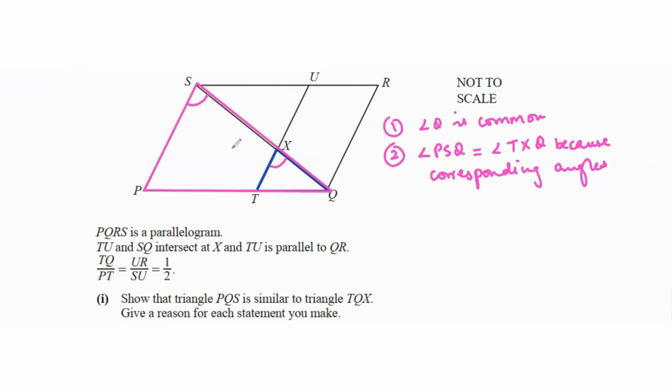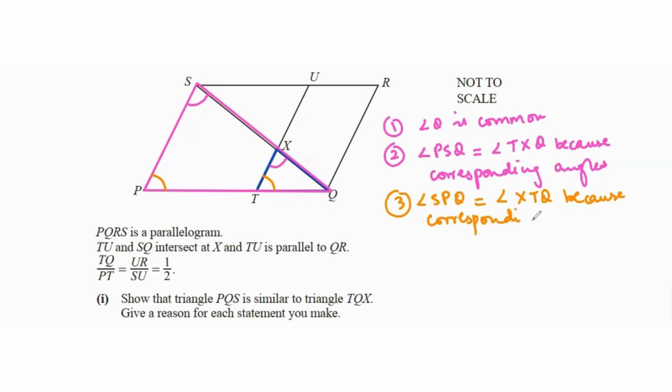Then once again, if we look at angle P and angle T, that is also the same because once again we're dealing with parallel lines. So angle SPQ is equal to angle XTQ because corresponding angles again.